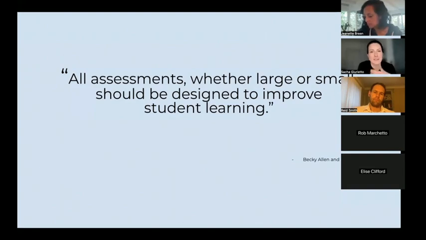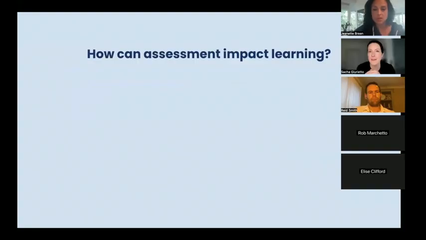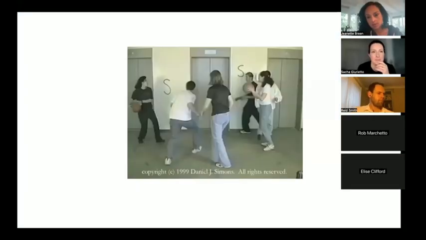So I'm not necessarily saying that we do need to assess students more, but I am saying I think we need to think about how our assessments are designed and how they're used to improve learning. So that takes me to my next section, which is how can assessment improve or impact learning?